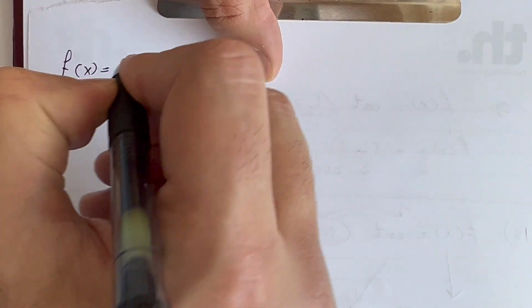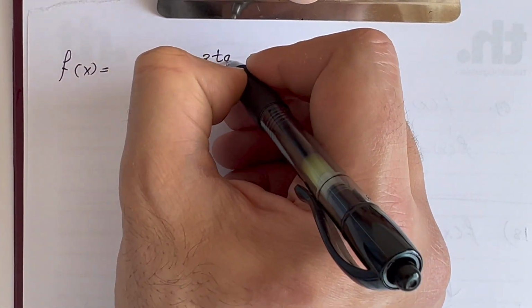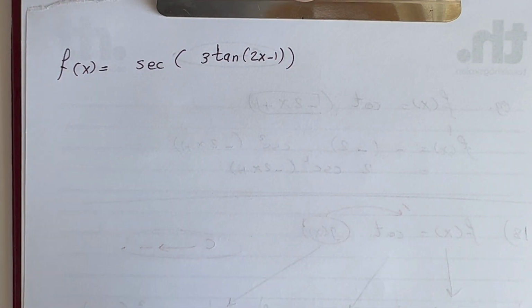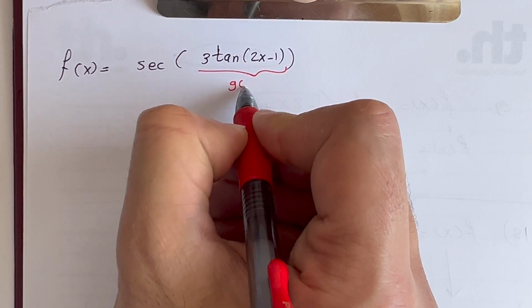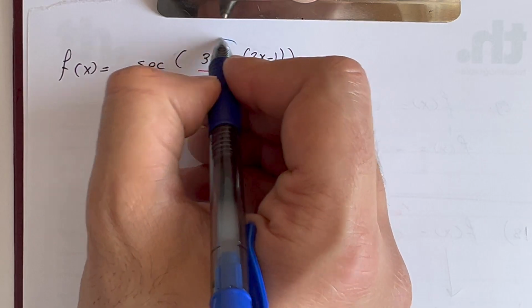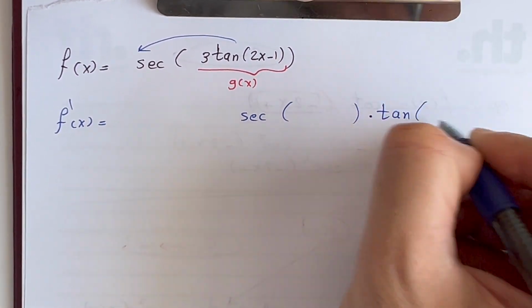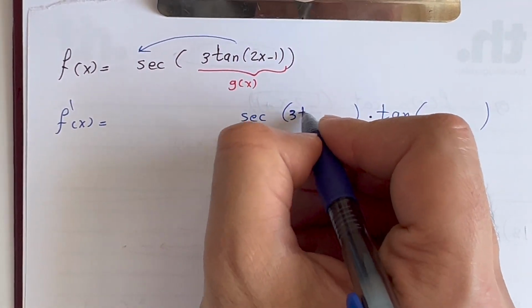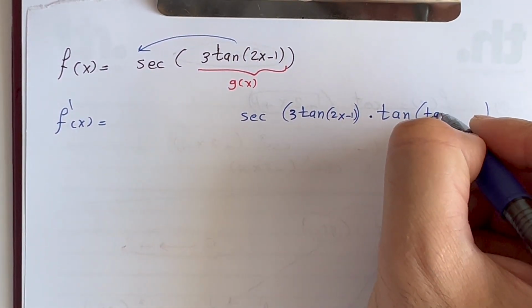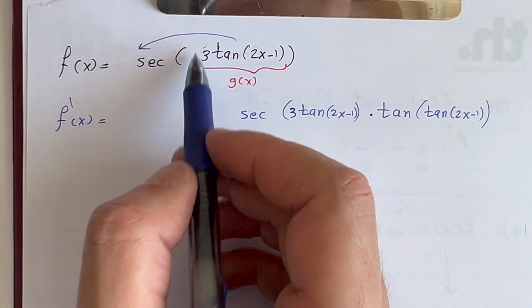Example for that, f(x) is sec(3 tan(2x minus 1)). See, here the angle is a trigonometric function. So the rule says, take the derivative of the angle, put it outside, and multiply it by sec and tan, the whole angle. 3 tan(2x minus 1) tan(2x minus 1). Now what is the derivative of this angle?